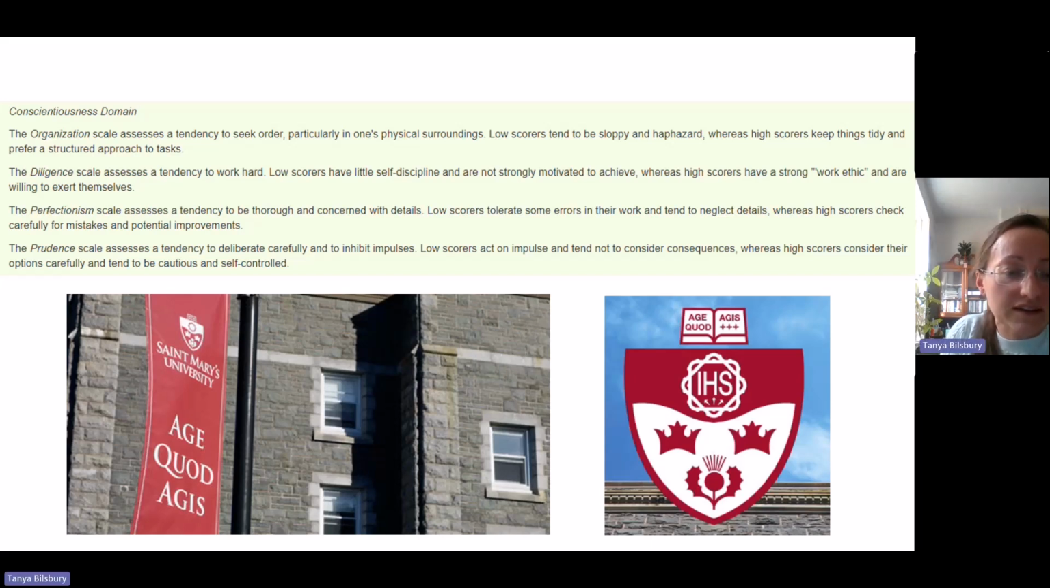Why do I have this here? Because I teach at St. Mary's University, where the motto is Age quod agis, which means do what you are doing. Do what you are doing. And the idea is, if you're going to do something, do it well, right? Do it to the best of your ability. Do it properly without scattering your moral forces. So Age quod agis is like an exhortation to conscientiousness.